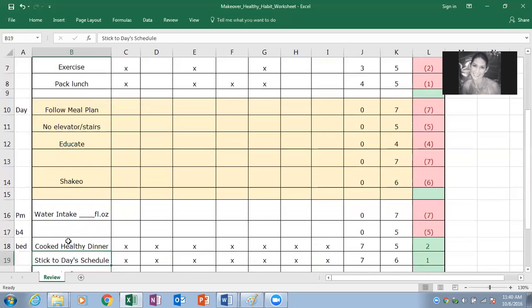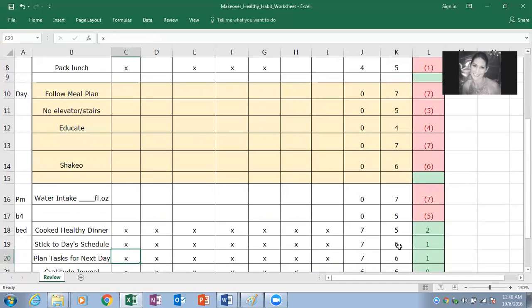In my case, I want to make sure I cook a healthy dinner. I want to cook healthy dinners 5 nights a week. And let's say if I did seven, then I get an extra night, 2 nights of healthy dinner. All right, I want to stick to my day schedule. I want to plan the tasks for the next day. This is very important to me. I'm not naturally an organized person. All of these things are things that I learned from coaches and mentors, and this has helped my life.